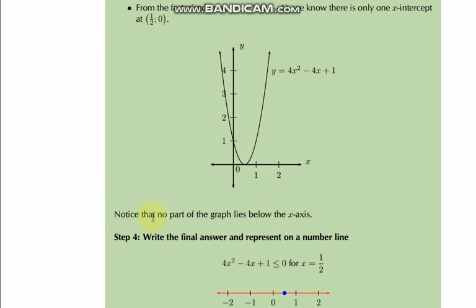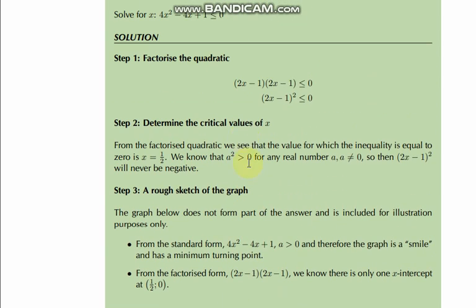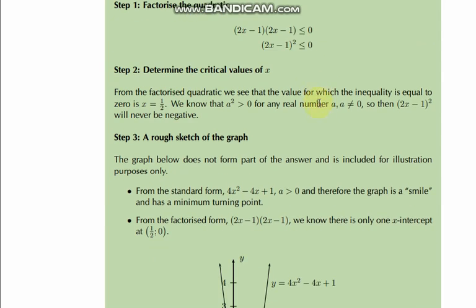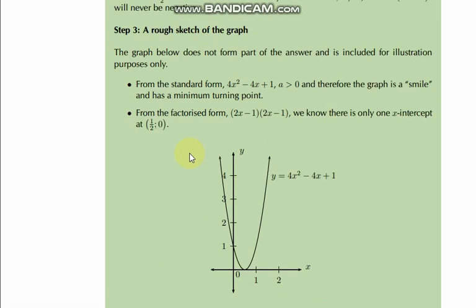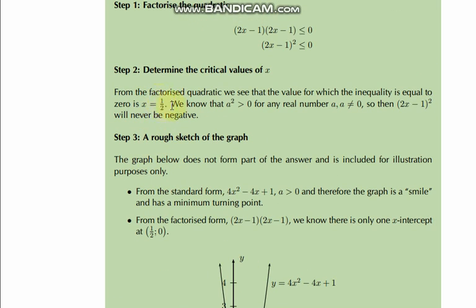That's why I prefer this to the algebraic approach, because you can really see what's happening. You can see that no part of the graph lies below the x-axis. It's on the x-axis or above. So when they ask where this function is less than or equal to 0, there's really no point where it's less than 0. But what I want you to notice is that at x equal to a half, our function is equal to 0.